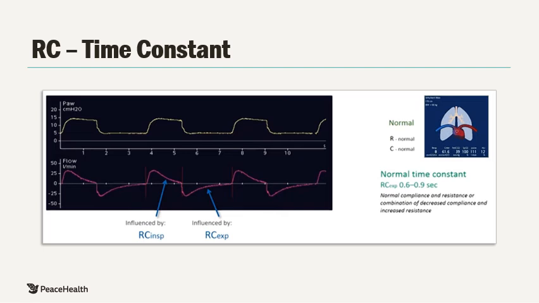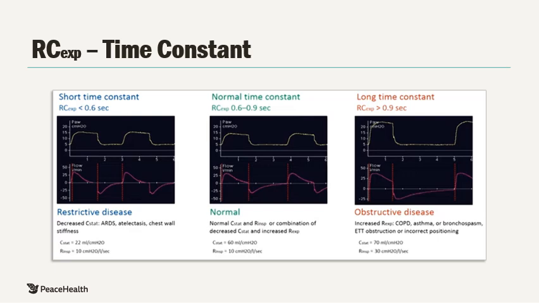The normal value for RC exp is 0.6 seconds to 0.9 seconds for the normal lung. As we stated, the value range is 0.6 to 0.9 seconds. Looking to the left, we see the restrictive lung in blue shows a range of below 0.6 seconds. This is a short time constant, which makes sense because restrictive lungs fill and empty faster. To the right, we see the obstructive lung in red showing a range of above 0.9 seconds, which is a long time constant, which also makes sense because obstructive lungs fill and empty slower.